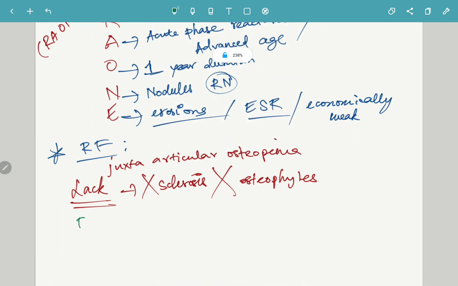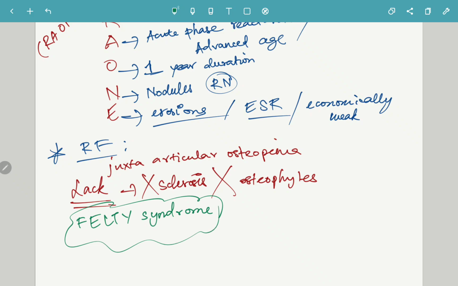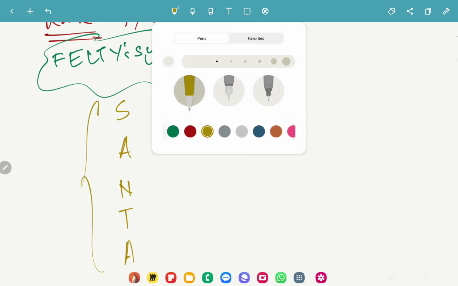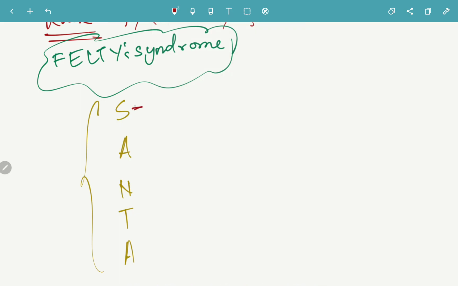So what is this Felty syndrome? Felty syndrome is nothing but, remember the mnemonic SANTA. Okay. So what does SANTA stand for? S stands for splenomegaly. Splenomegaly will be there in Felty syndrome.